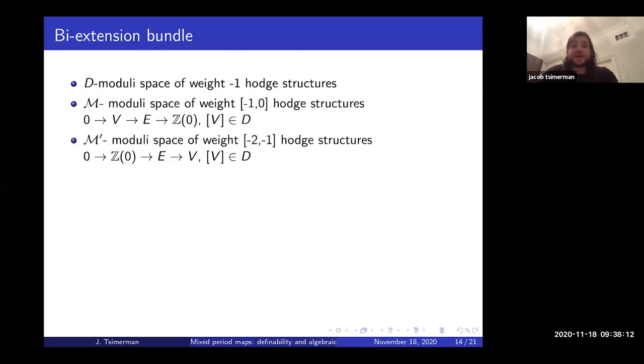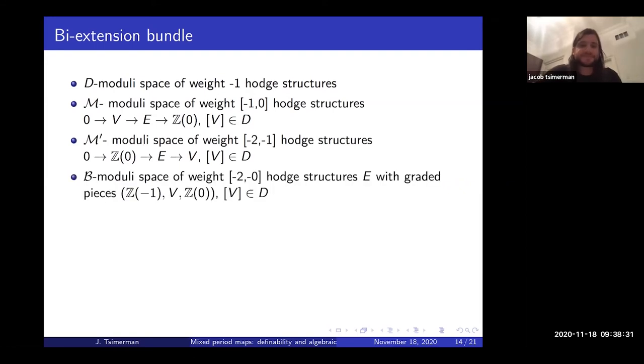And the second one is extensions, I'm sorry, this is a typo. Z(0) should be Z(-1) here. That's my bad. It is extensions of something in D by Z(1), because the way the weighting works is Z(1) has weight negative two. So you consider both of these kinds of extensions.